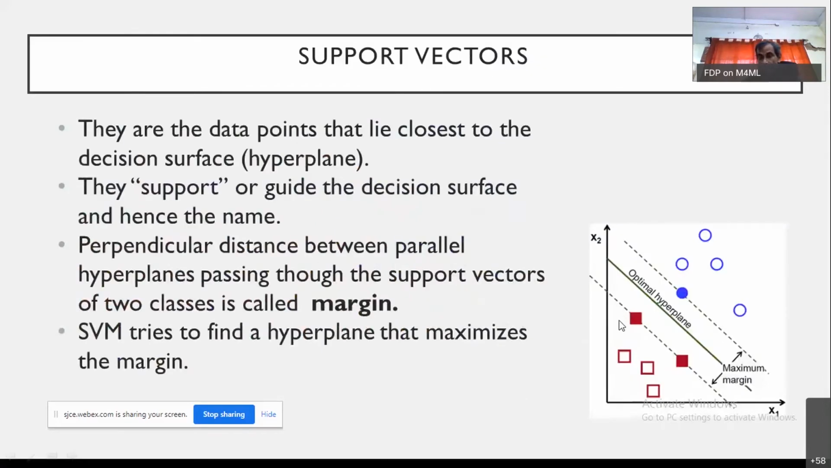Okay, so these points are called support vectors. This is supporting the decision making process. So what are support vectors? They are actually the boundary points of the classes, boundary training patterns of the classes. And this is the optimal hyperplane of that support vector machine. And this margin is the margin of this classifier. And SVM tries to find out the hyperplane that maximizes this particular margin.